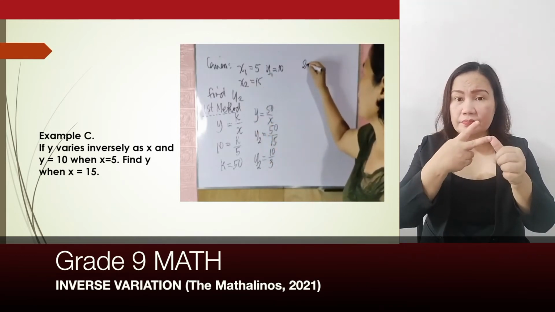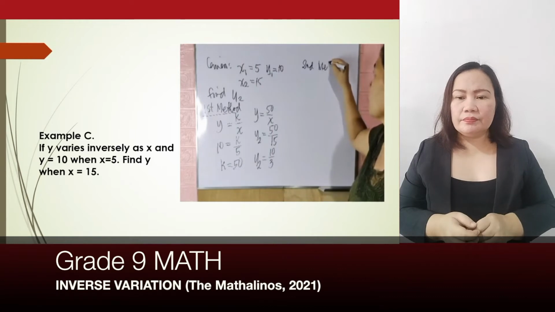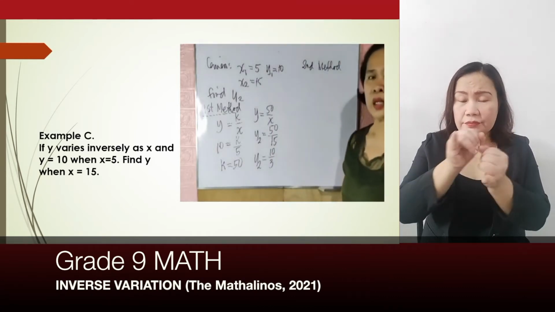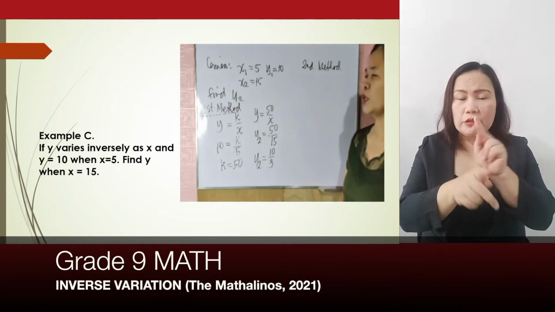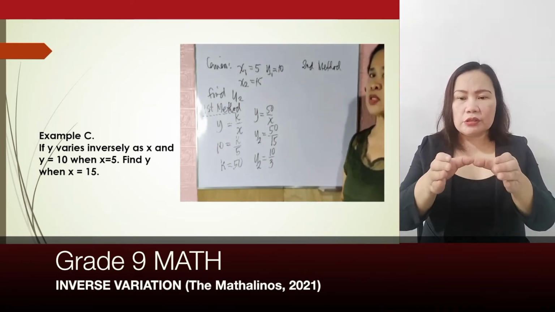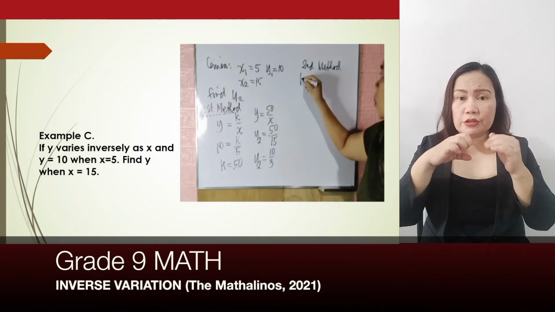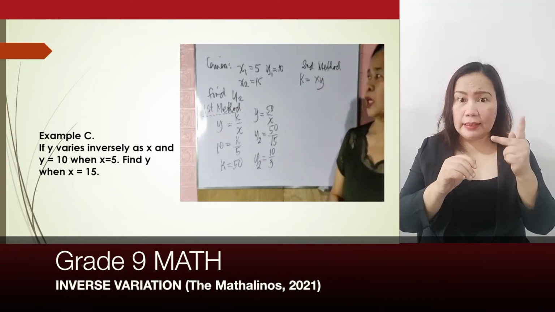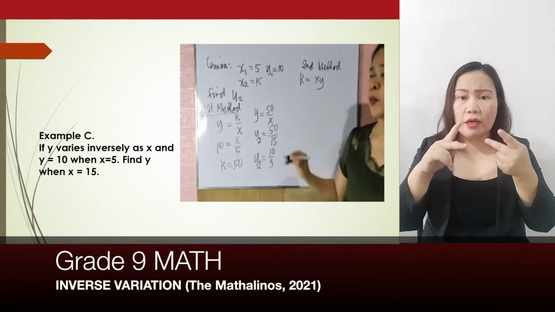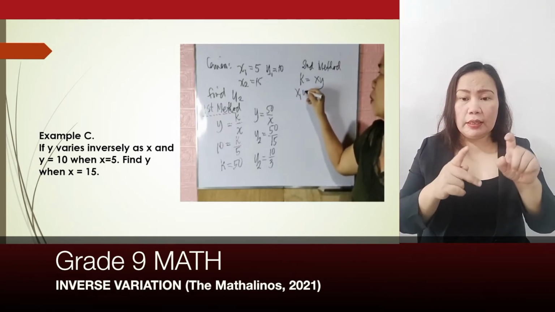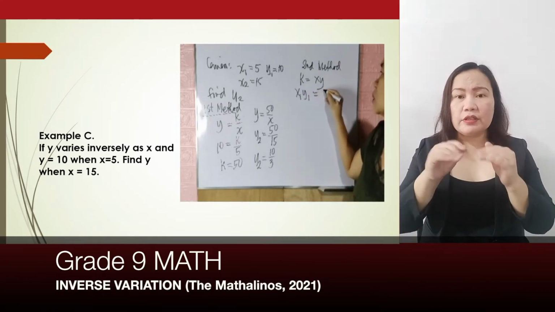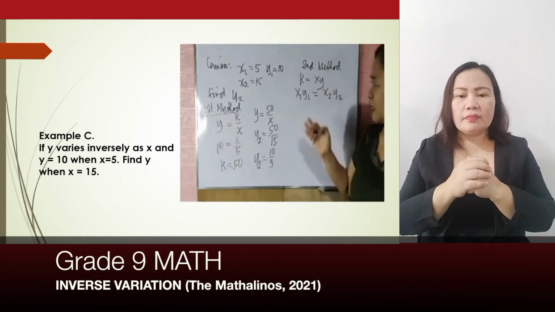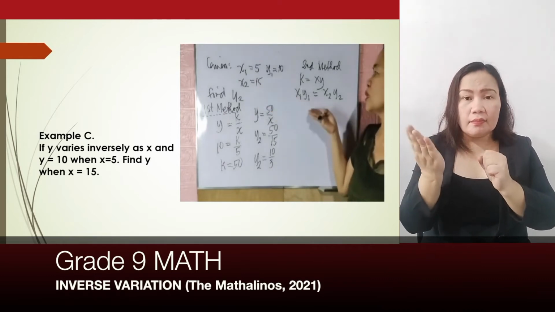The second method. In an inverse variation, the product of two quantities is a constant. So, we have the equation k is equal to x y. In this case, we can have a proportion, which is x sub 1 y sub 1 is equal to x sub 2 y sub 2. Then substitute the given values into this equation.